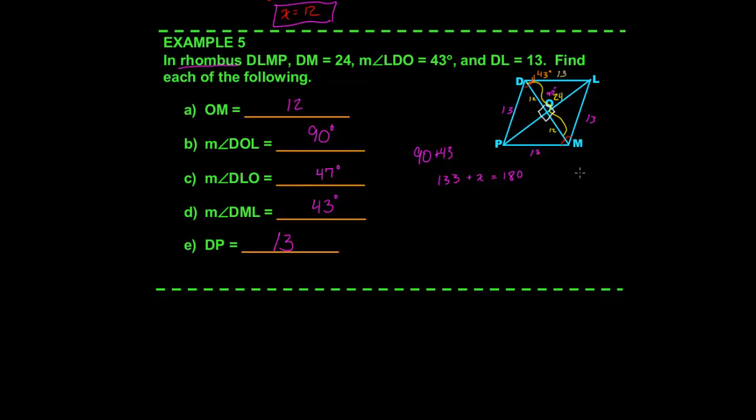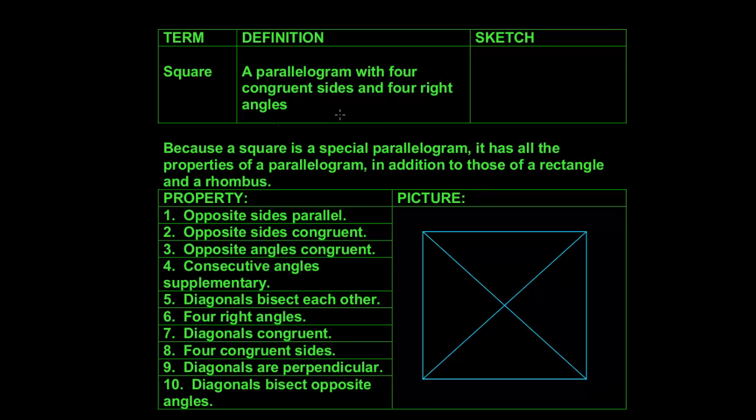Next we have our square. So let's go ahead and move on real quickly to our square definition: a parallelogram with 4 congruent sides and 4 right angles. So it's kind of a combination of our rectangle, which has 4 right angles, and our rhombus, which has 4 congruent sides. Let's grab a quick sketch here. The main thing that it just told us is we have 4 right angles, and we have 4 congruent sides. That's the main bit of information that it just gave us.